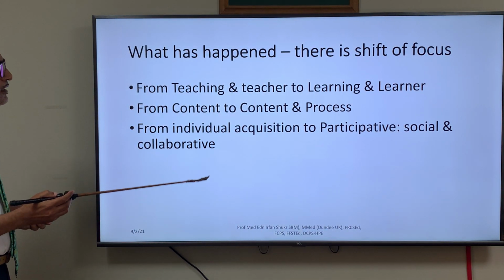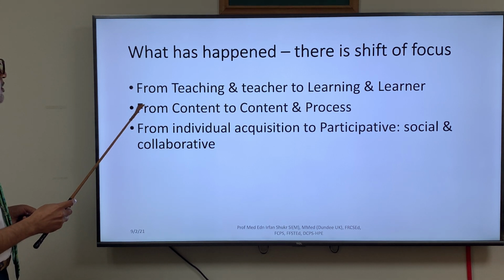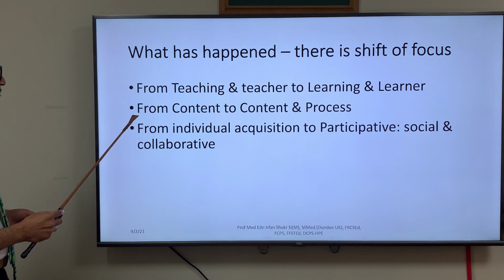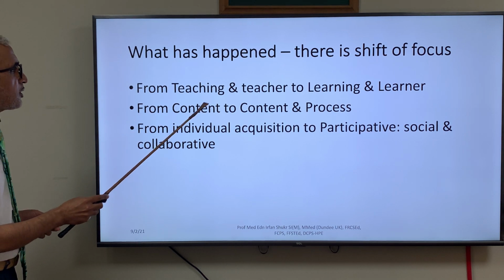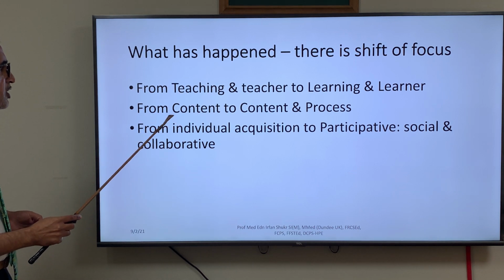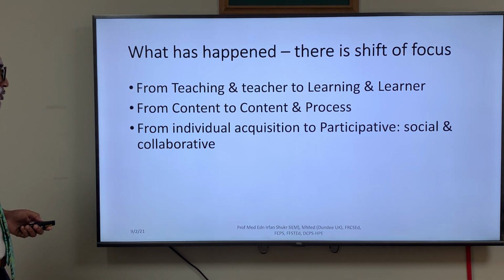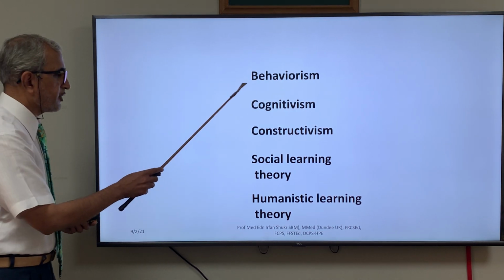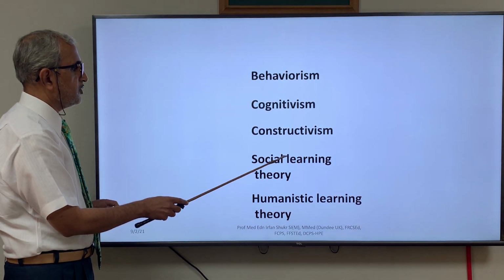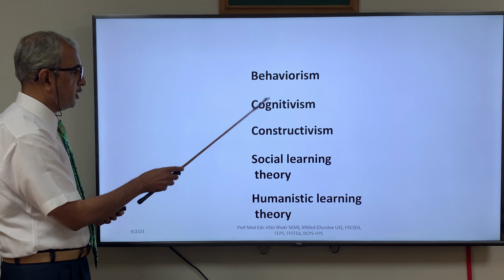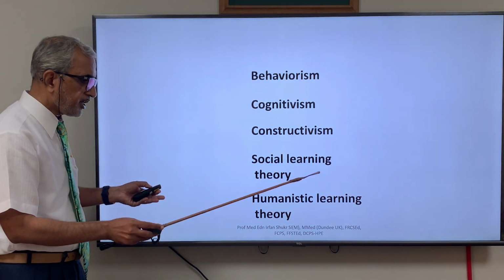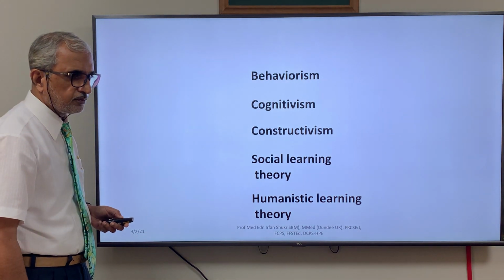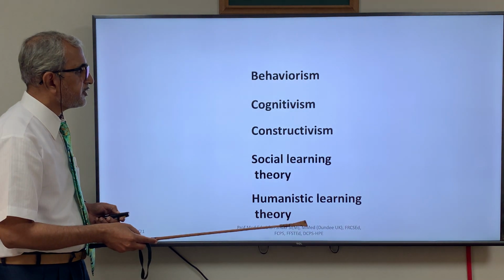So what has happened is, as time has passed, there has been a shift of focus from teaching and teacher to learning and learner, from content to content and process, and from individual acquisition to participative, social and collaborative. So you have behaviorism, cognitivism, constructivism, social learning, humanistic: five orientations, five approaches, five paradigms, whatever term you want to use. Each one of them has different theories.